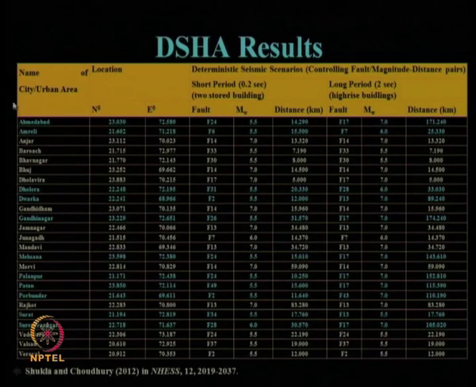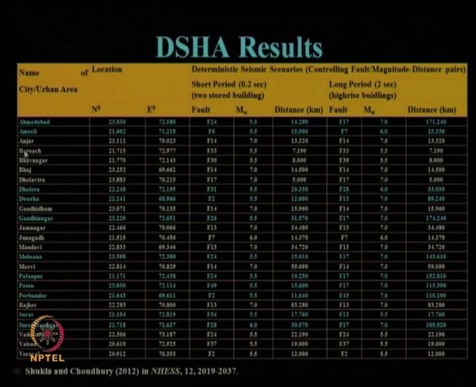Then the DSHA results were shown in this table. We have seen that it is necessary to consider both short period and long period cases. Short period typically refers to buildings with smaller heights, whereas long period refers to high rise buildings. Adopting that, as we saw in the previous lecture, a few cities marked here in blue color, like Ahmedabad, have different dominating faults for the deterministic seismic scenario depending on whether it is a short period effect or long period effect. That means the dominating fault for low rise buildings is one, whereas it is another one for high rise buildings in the same Ahmedabad region.